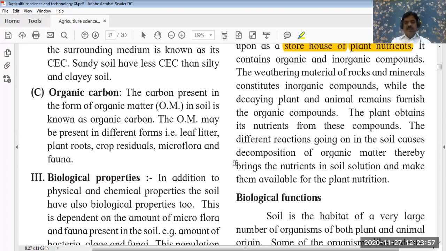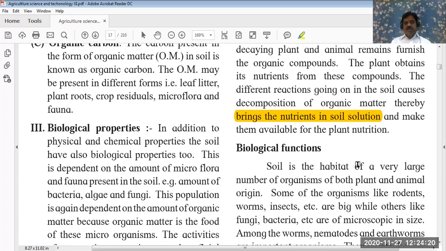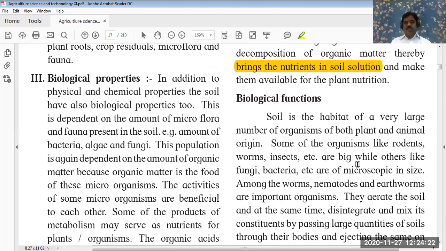Another thing it brings is the nutrients in soil solution. What happens is that these organic and inorganic compounds dissolve in water present in the soil, and that provides different nutrients made available for plant growth. So these are the chemical functions of soil. Let us go to the biological functions of soil.